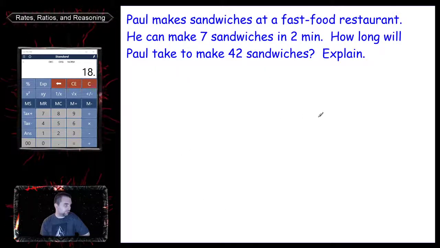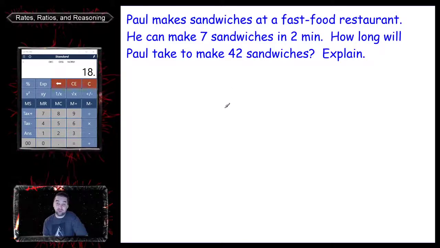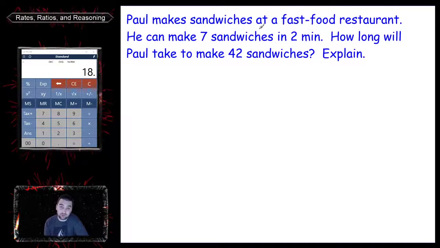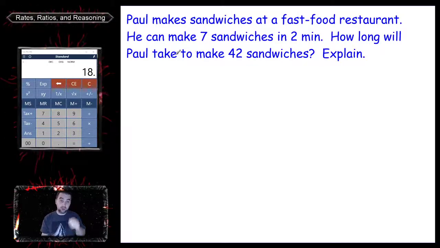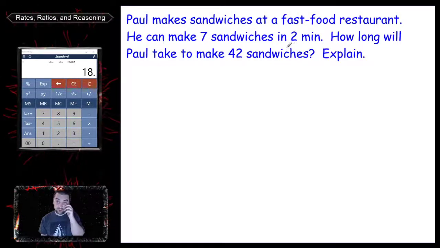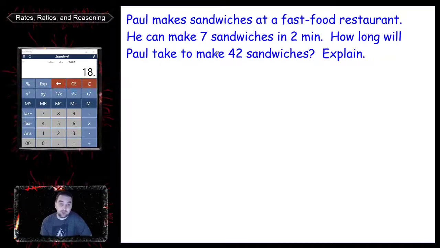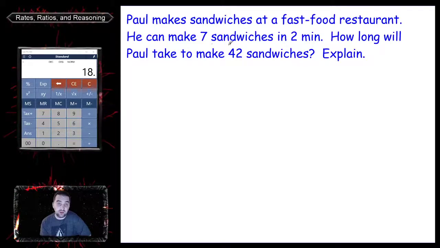Okay, we have one about Paul making sandwiches. I guess he's over the break. He got a job at a fast food restaurant. I don't know, did you, Paul? Maybe. He can make 7 sandwiches in 2 minutes. He's very fast. It takes me a lot longer than 2 minutes. How long will Paul take to make 42 sandwiches?